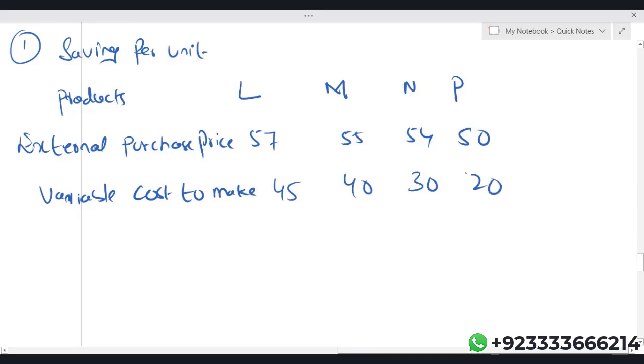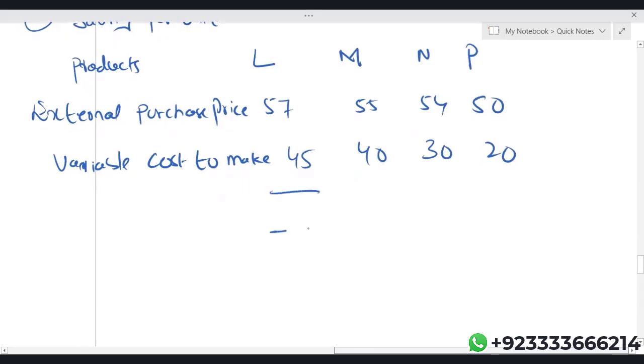So very easily, we know what the saving per unit is. Obviously, making internally is cheaper than buying from outside. So saving per component per unit of the product is 12 here. 55 minus 40 is 15, 54 minus 30 is 24, and 30. Now we need to calculate saving per unit of the limiting factor.